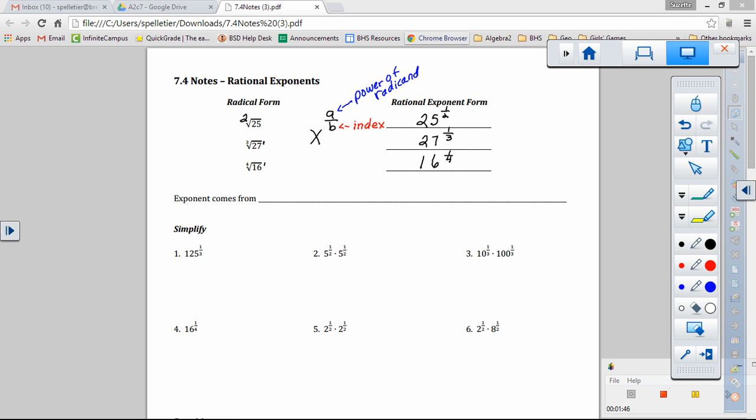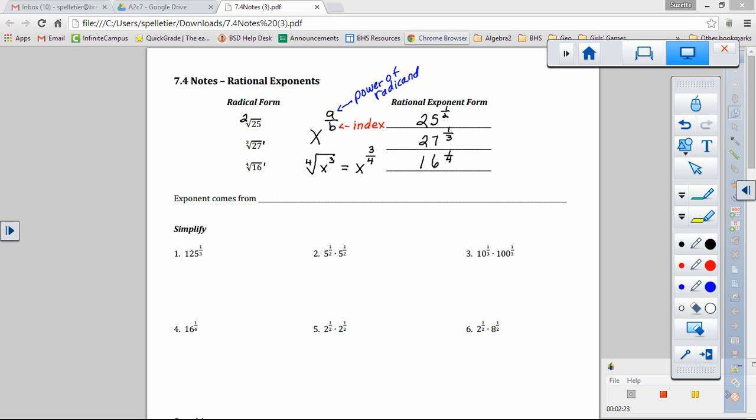But if I decided to change those, for example, maybe I want the fourth root of x to the 3rd. Then if I'm going to rewrite it, I would have x, the denominator comes from the index, so that's going to be a 4, and it's raised to the 3rd power, so that's going to be a 3. So the index goes on the bottom, the power goes on the top.